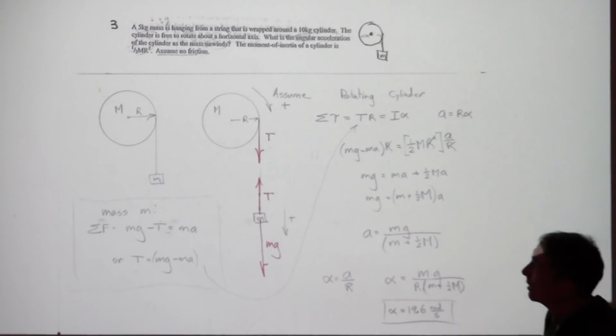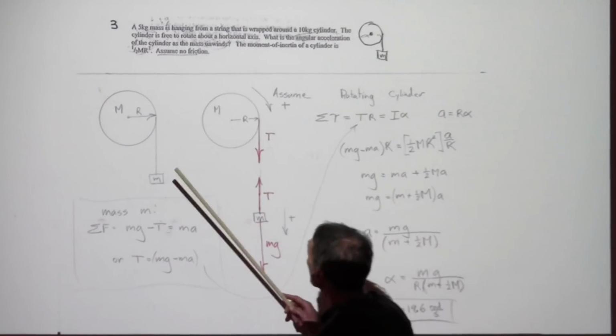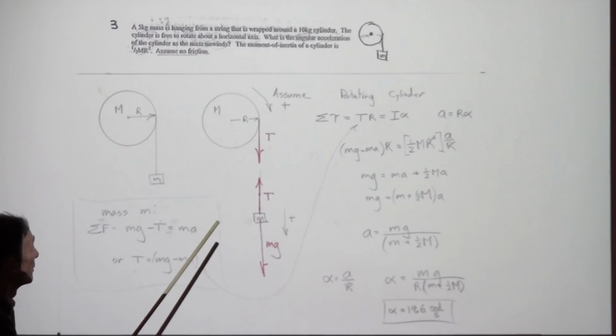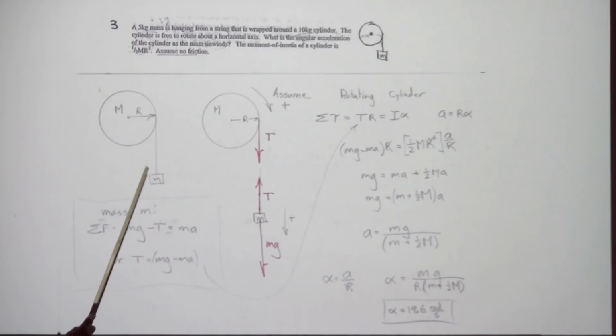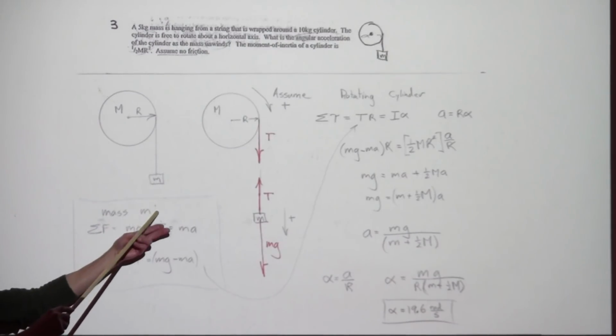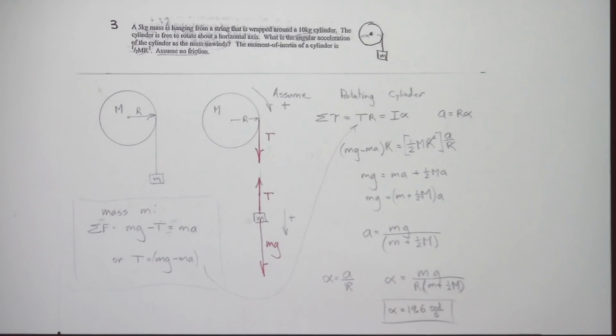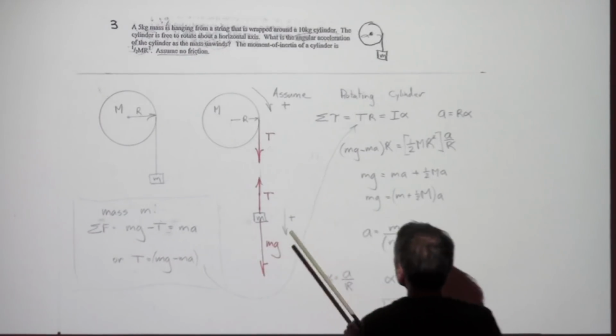Okay, let's do another example here. This is very similar to one we did earlier. Earlier we dealt with this mass, and it fell a certain distance, and we used energy to get the rotation and the motion of this thing. Now let's do it using forces and torques.